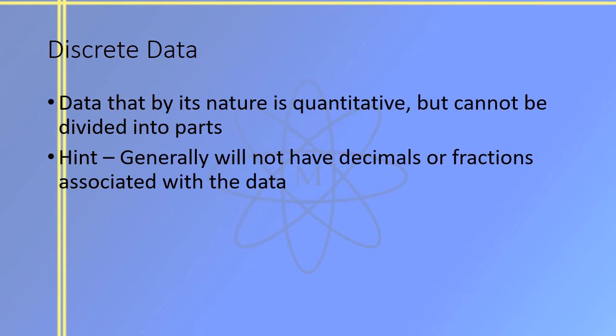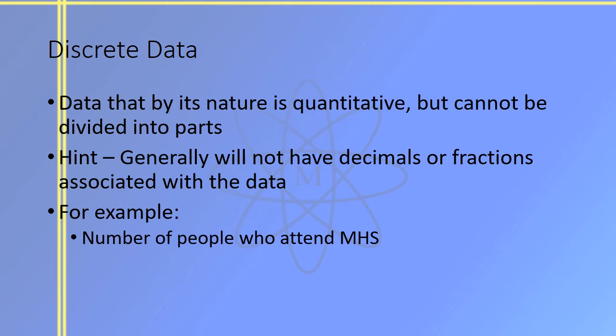So a big hint is that if the whole data set by its nature cannot have decimals or fractions, then it's probably discrete. I already mentioned an example would be counting people. Whether it's people in an event or people who attend Midland High School, whatever it is, if I'm counting people, I never have a half of a person. I never have a fifth of a person. That doesn't happen.